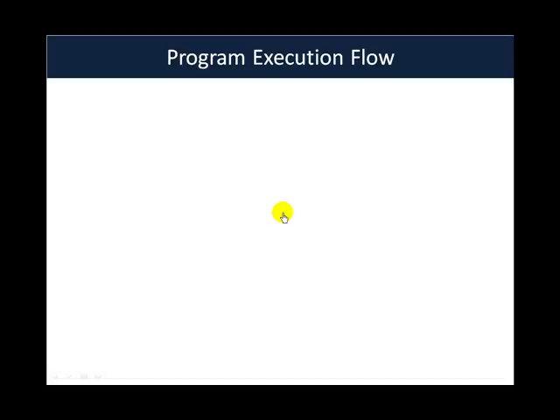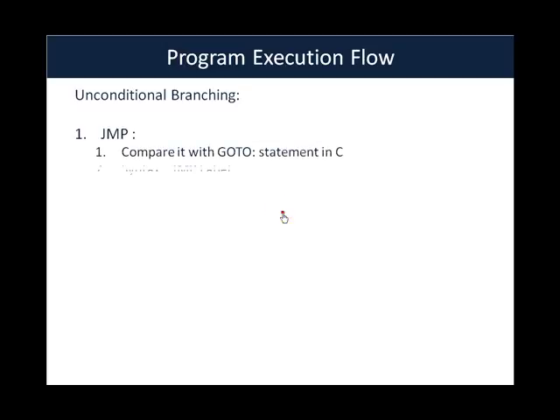So first we will go ahead and look at the unconditional branching instructions. The first of which is the jump, or the JMP instruction. Now, if you want to draw a parallel with statements in C, goto would be the exact statement you can compare jump with. And the syntax for jump is actually jump, space, the label where you want the execution to transfer to.